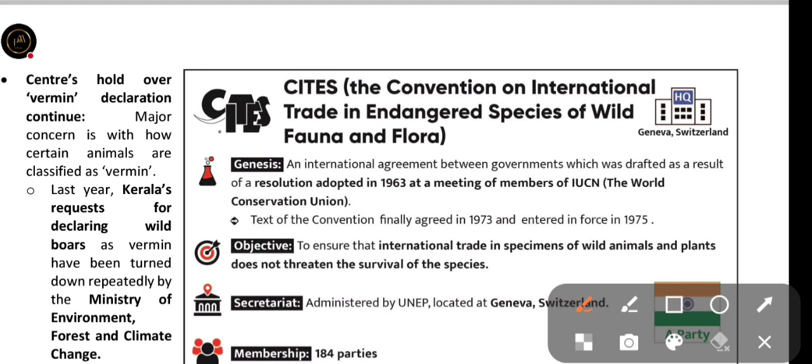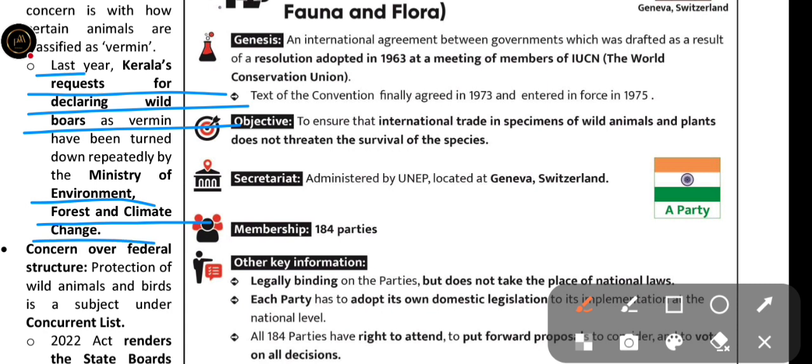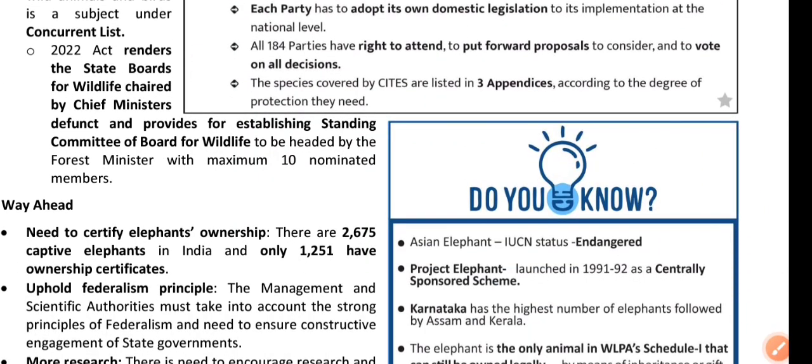And the Centre's hold over vermin declaration continues. A major concern is with how certain animals are classified as vermin. So these are some features. Okay, last year Kerala's request for declaring wild boars as vermin was turned down repeatedly by the Ministry of Environment, Forest and Climate Change under the Government of India. And another concern is over the federal structure: protection of wild animals and birds is a subject under the concurrent list.